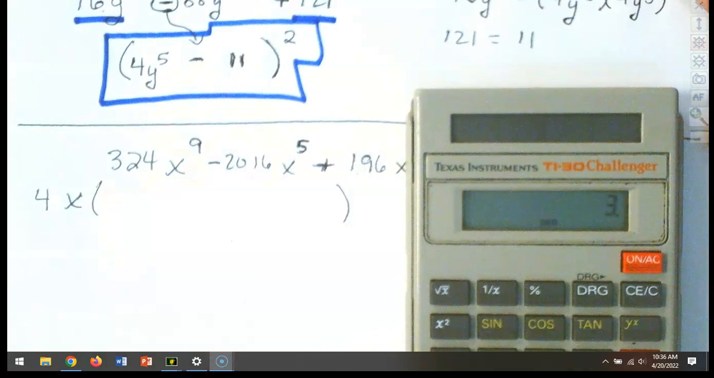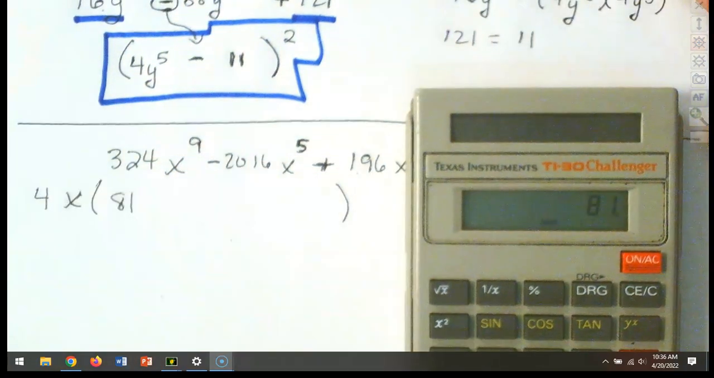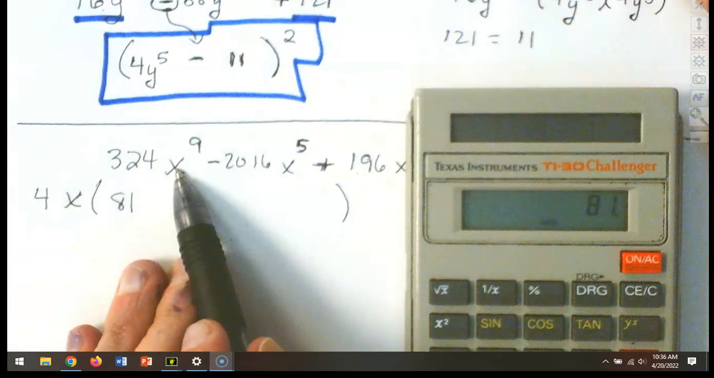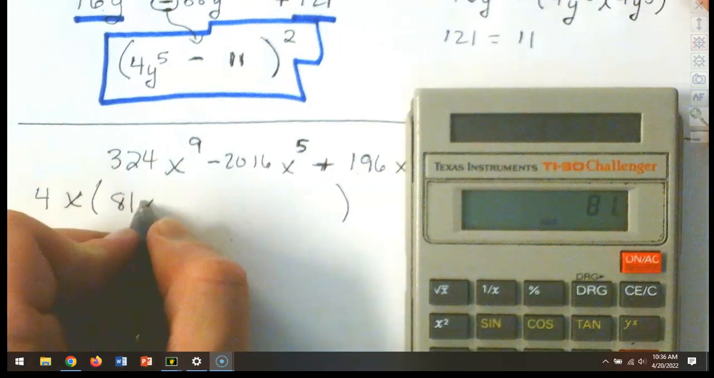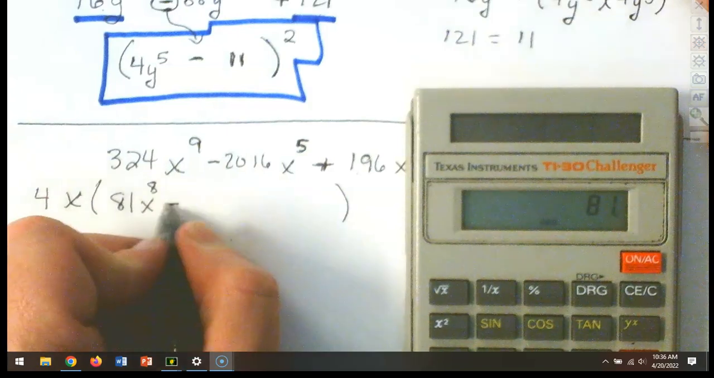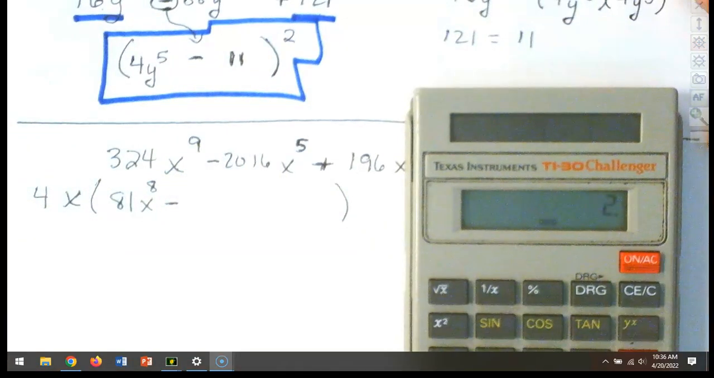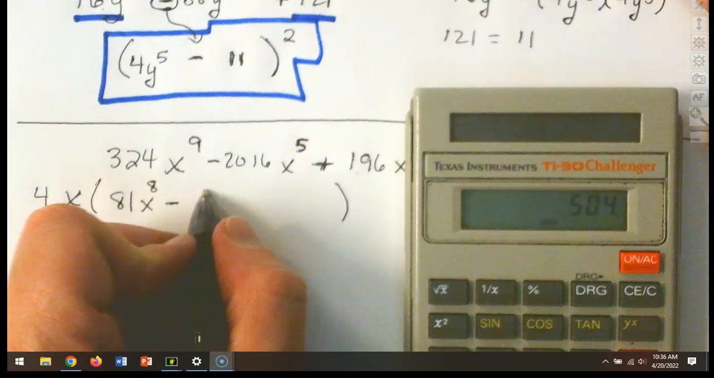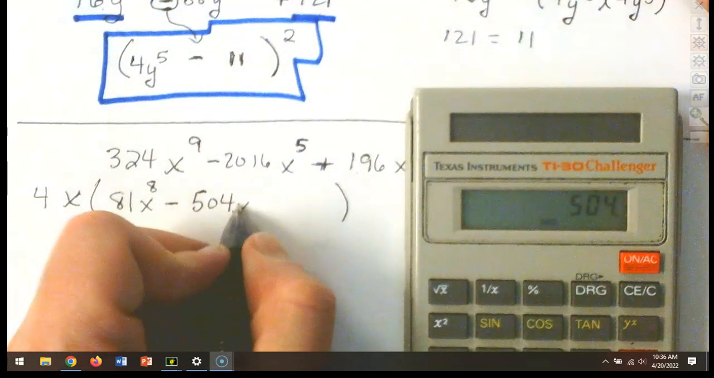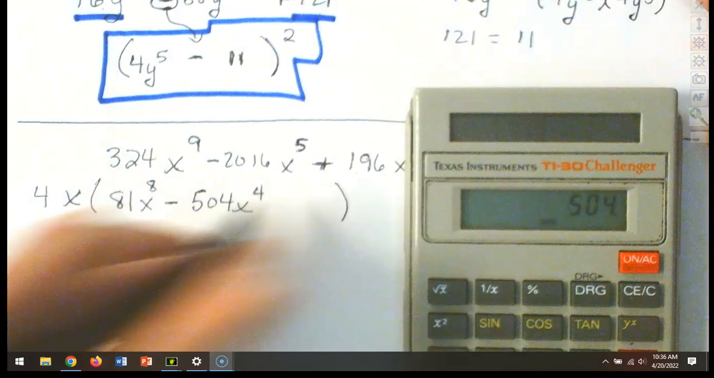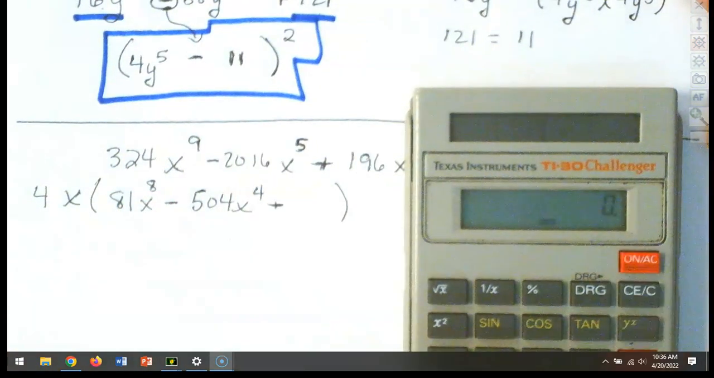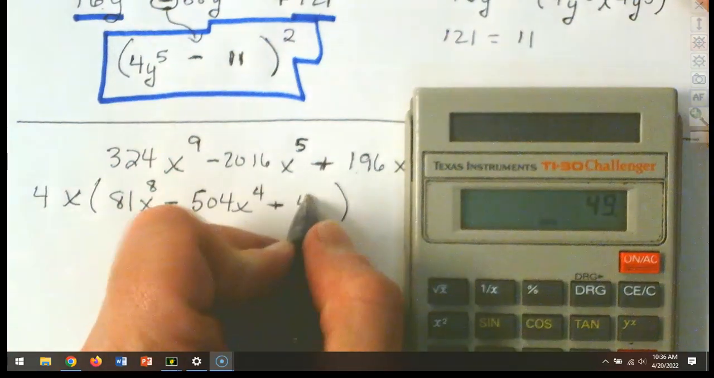And so then 324, we're going to divide that by 4, and that's going to be an 81. We've got an x to the 9th. We're taking 1 out, so that's going to be an x to the 8th. Minus, and then we've got 2016. Divide that by 4 as well. That gives you a 504 x to the 4th. And then we've got a plus, and we've got a 196. We're going to divide that by 4, and that's a 49.